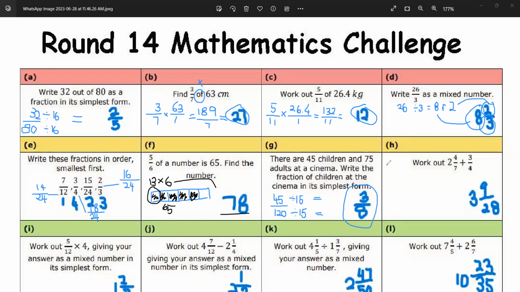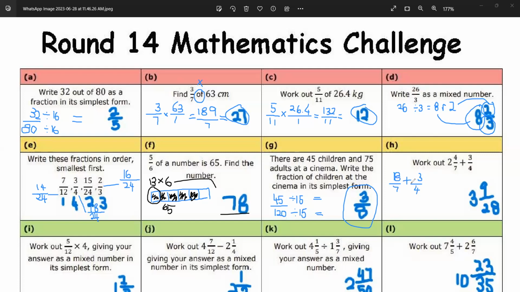Question H. Work out 2 and 4 out of 7 plus 3 out of 4. So first, change the mixed number into an improper fraction. 2 times 7 equals 14. 14 plus 4 is 18. So 18 out of 7 plus 3 out of 4.